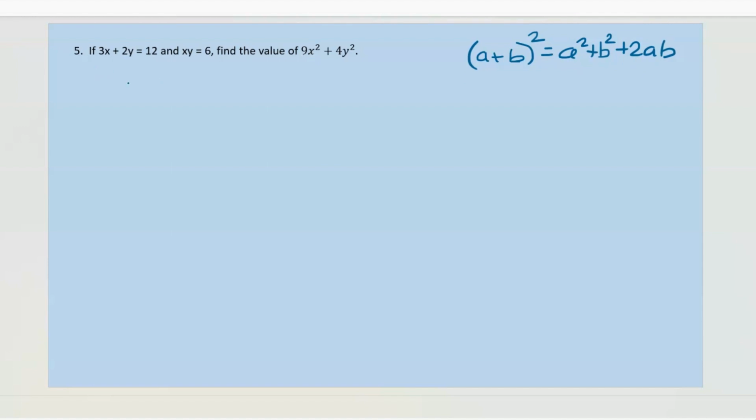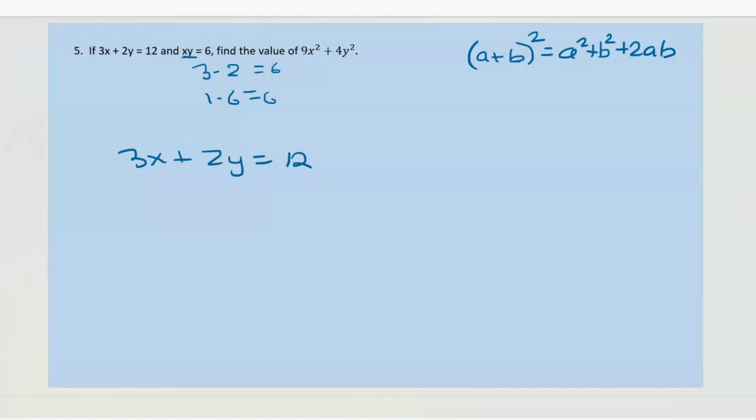Let's use our normal brain and try solving this without any formulas first. xy, what are factors of 6? 3 and 2, 1 and 6. So they equal 6. And then we got 3x plus 2y equals 12.